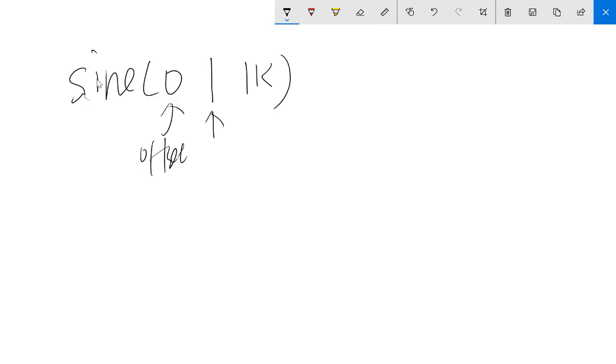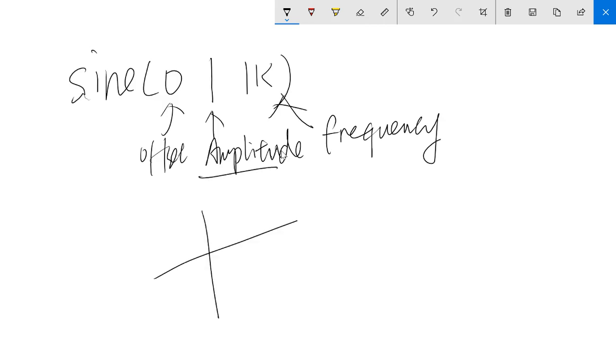sine. The first parameter is the offset, right? So I put a 0 there, so it's going to swing around the baseline, which is 0 volts. And if I put a 1 here and 1K, so that's offset. This is amplitude. And this is frequency. So that's the amplitude, right?